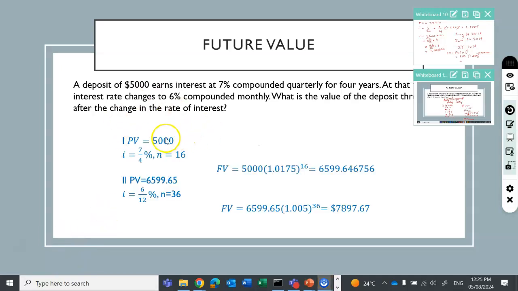In the first stage, you will get the value as 6,756.64. Make sure you consider it to 6 decimal places because this is your intermediate value. All the intermediate values should be considered till 6 decimal places. And that becomes your present value here, and you calculate I and N and substitute in the future value formula. So you should get the future value as 7,897.67.